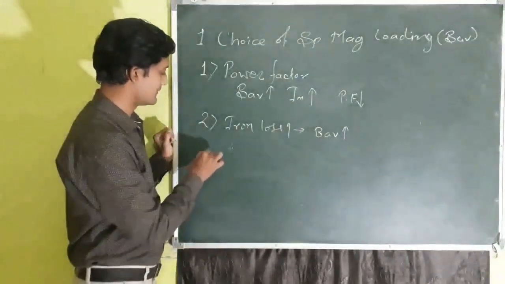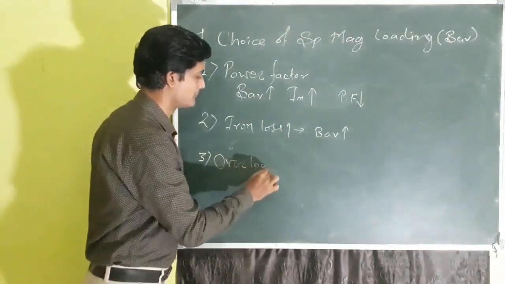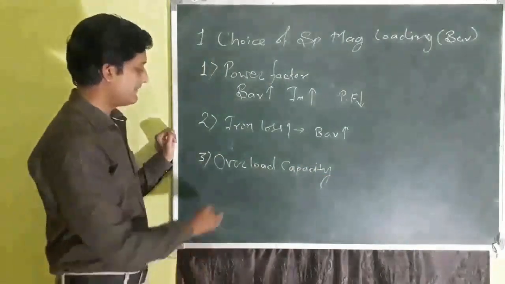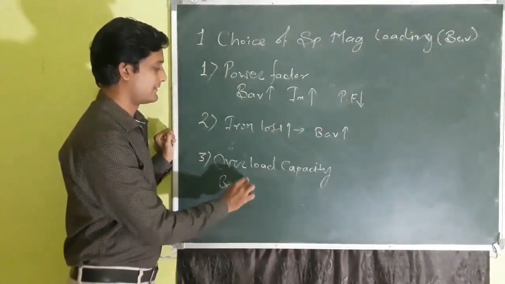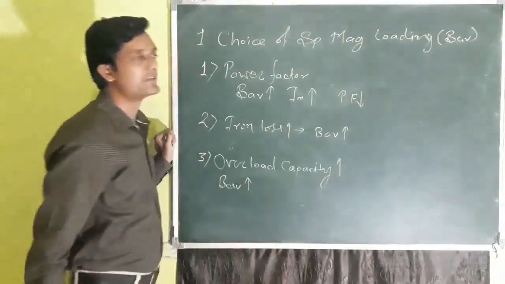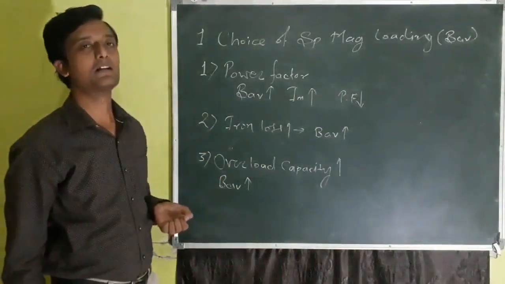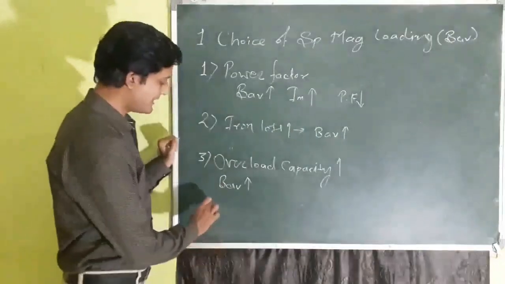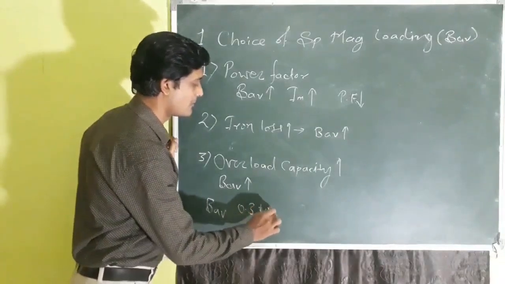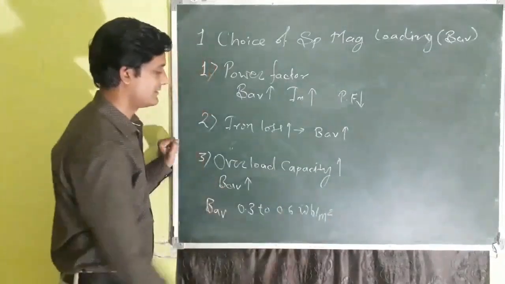And the third factor is overload capacity. If the value of Bav is increased, the overload capacity of the machine is also increased, because the air gap flux in the stator and rotor is increased. So the overload capacity of the motor is increased. The standard value of Bav lies between 0.3 to 0.6 Weber per meter square. This is the standard value.